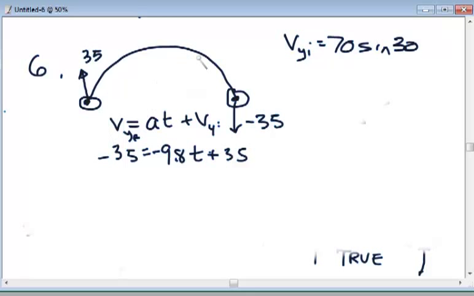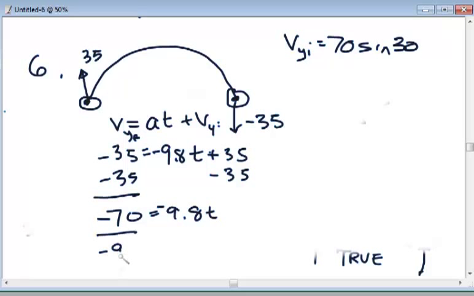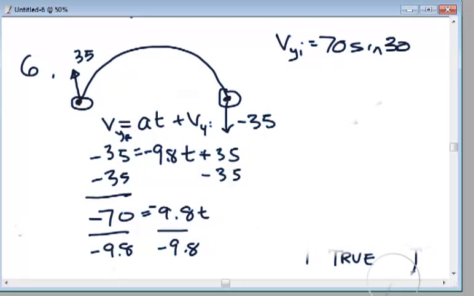I'll subtract 35 from both sides. Minus 35, minus 35. That takes me to minus 70 equals minus 9.8 t. Divide both sides by negative 9.8. And we find out that t should be equal to about, what is it? It's about 7.1-ish seconds.